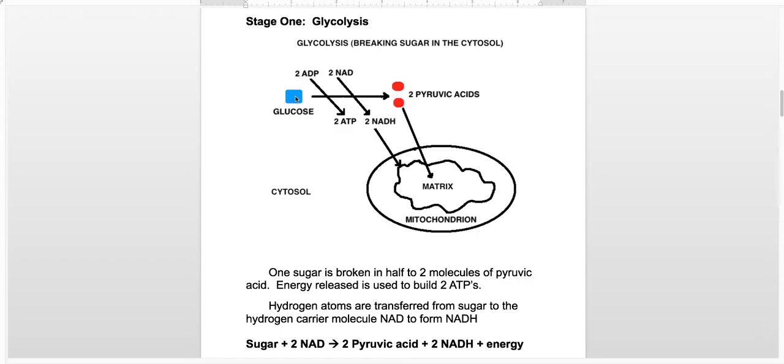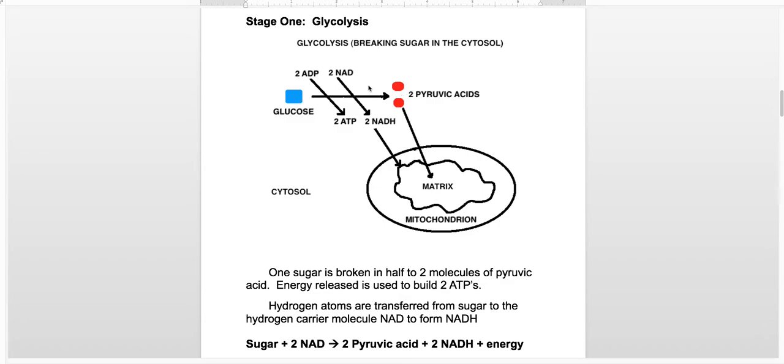In the process of removing hydrogen from glucose, we break apart the glucose molecule and it becomes two smaller molecules called pyruvic acid. Acids are what you get when you take hydrogen atoms off of sugars. So we get two smaller acid molecules, pyruvic acids.